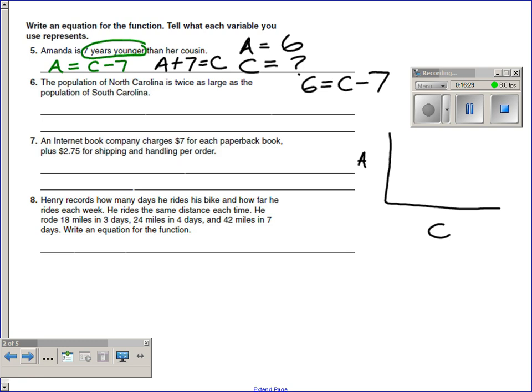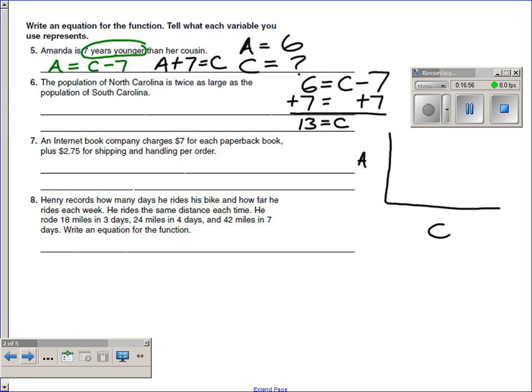So let's look. Remember how we want to get a variable by itself? Add 7 to both sides. Whatever you do to one side, you have to do to the other. The cousin is 13 years old. I promise you, you could see one like that on your MCAs as well.